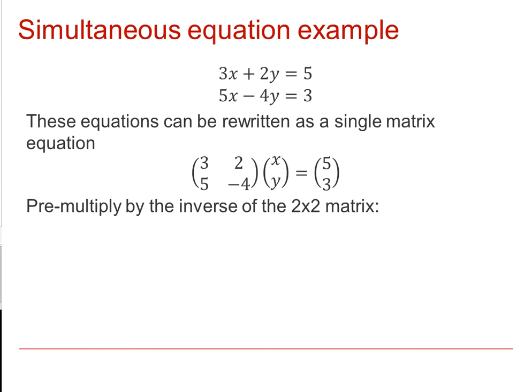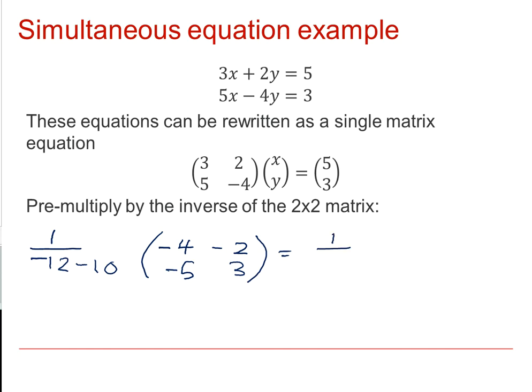If we look for the inverse of this matrix, we would see that it was 1 over minus 12 minus 10, which is the AD minus BC, and then (minus 4, minus 2, minus 5, and 3). We've covered finding inverses on previous videos. We tidy this up a little bit. We would see that we can reduce the number of negatives we are dealing with.